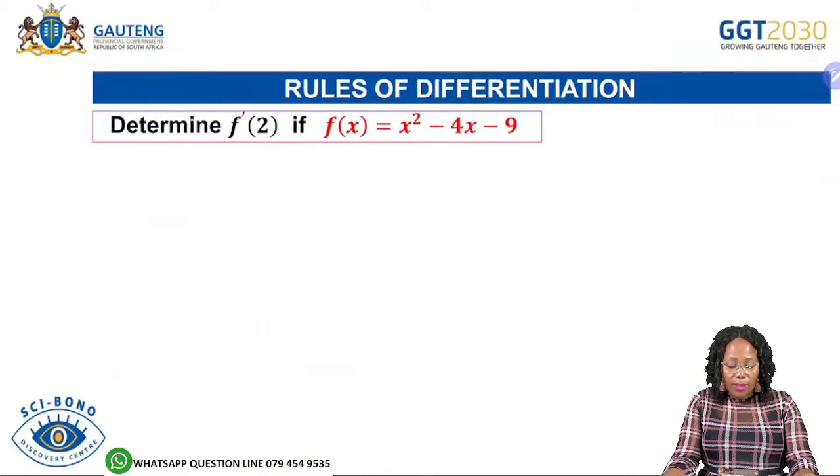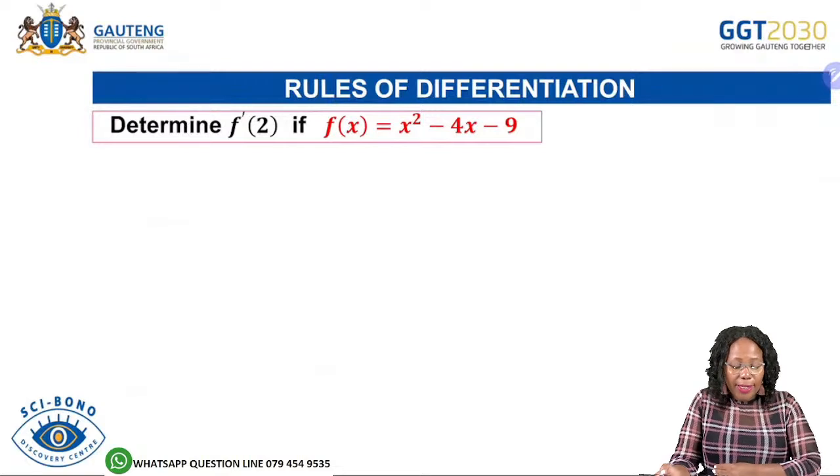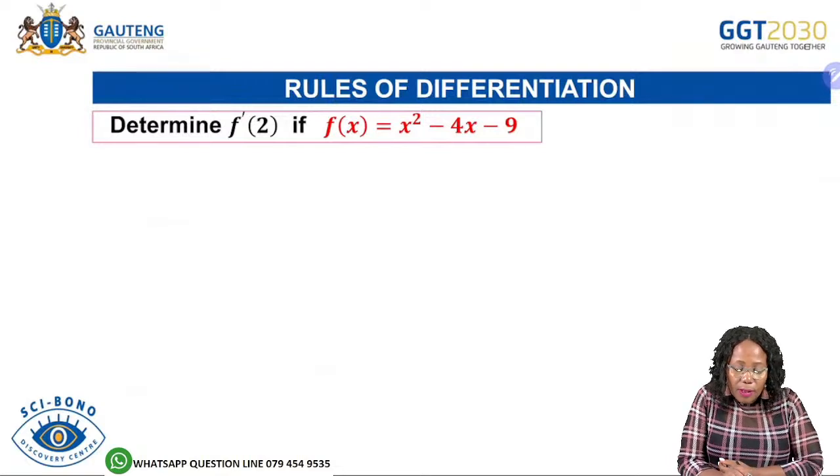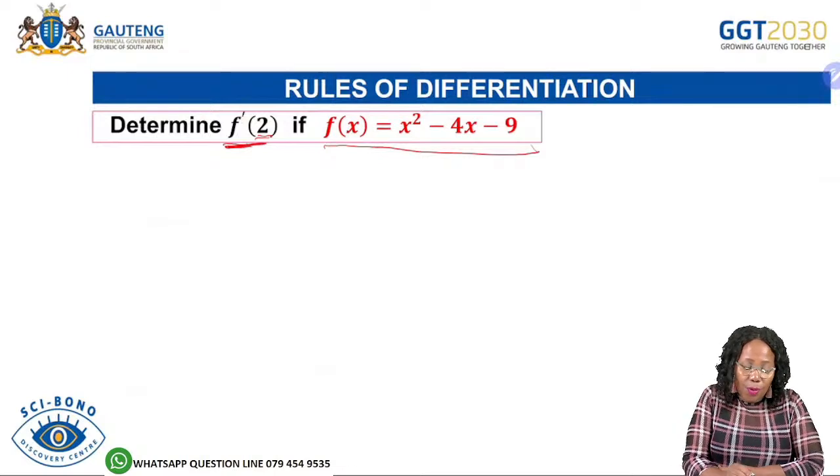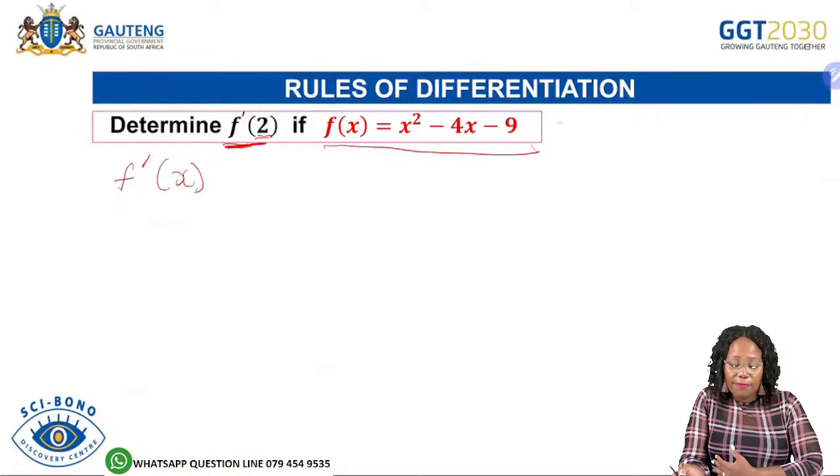Right. The next problem, we need to determine f derivative. Can you see that? We are looking at the f derivative at x equals 2 now of this particular function. We can't substitute 2 before we derive, so we are going to start by deriving. Let us derive. Nothing to simplify. It is straightforward.